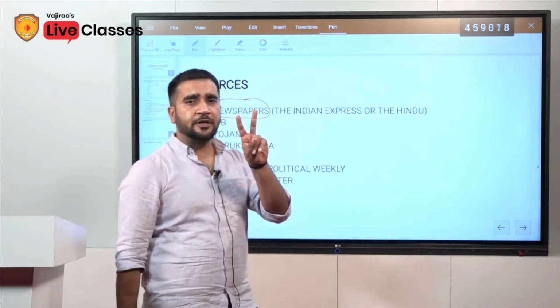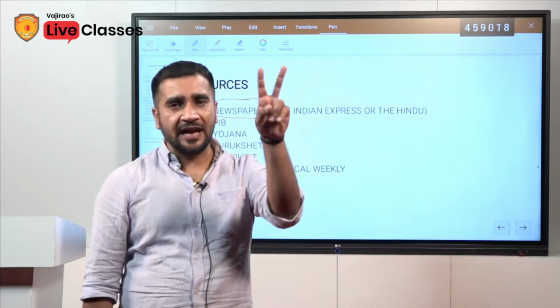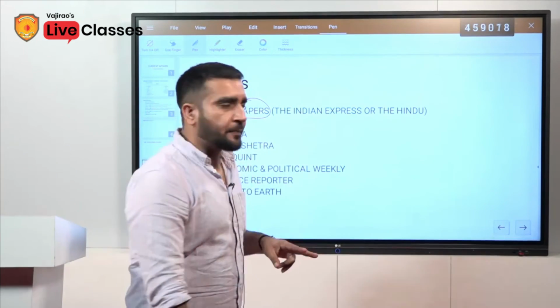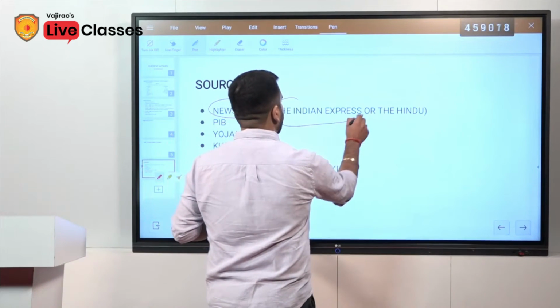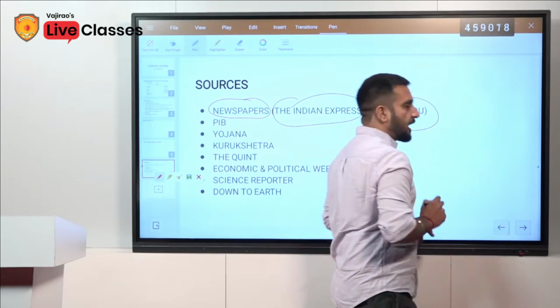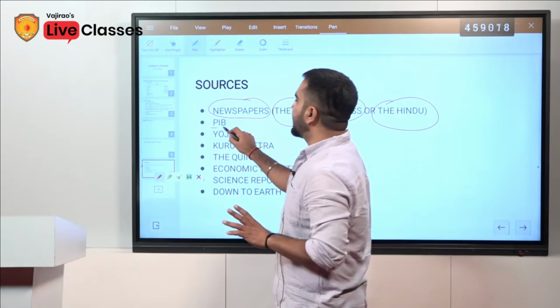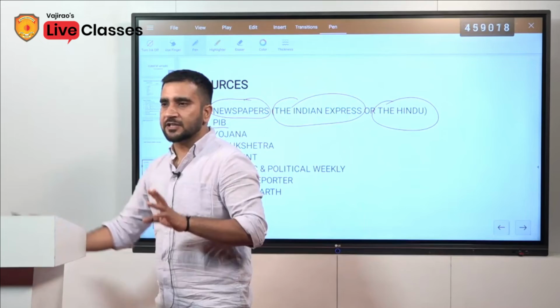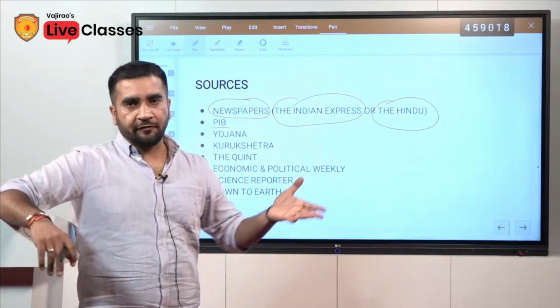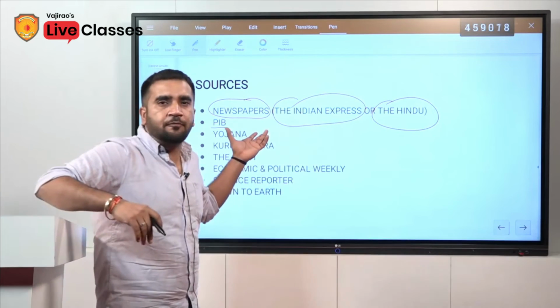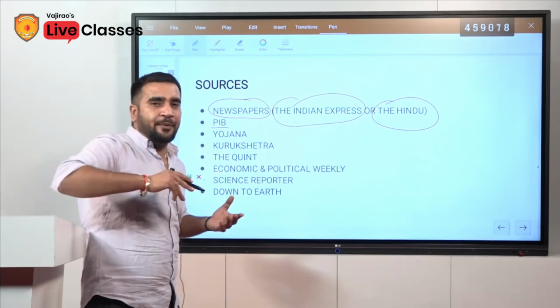Now, 2 newspapers can be referred, that means either of the 2. You have to read only one newspaper, and either of these 2 can be referred: the Indian Express or the Hindu. It is up to your choice. Okay. Next is PIB, Press Information Bureau. It is basically the bureau of the government of India. So you get a good amount of information here also. So keep following it. You can download the app as well.